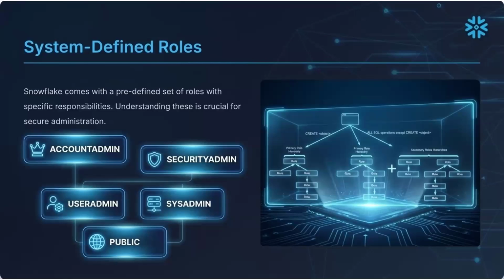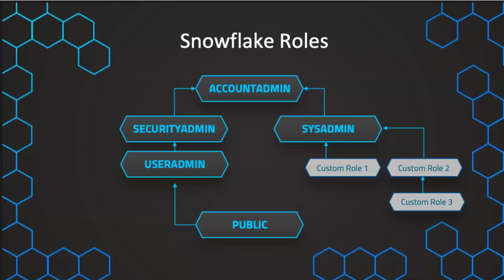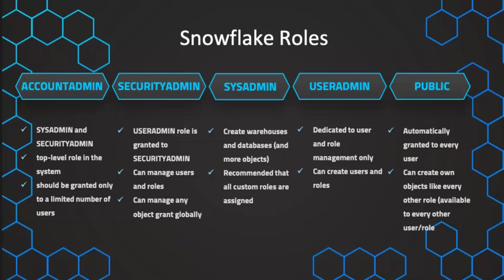And when to use which role is also something we need to understand. An account admin is the super user. He is the topmost and should be given access to a limited number of users. Security admin is the person who can manage users and roles and can grant privileges. A user admin is a child role of security admin, and he can also create users and roles. He cannot grant.